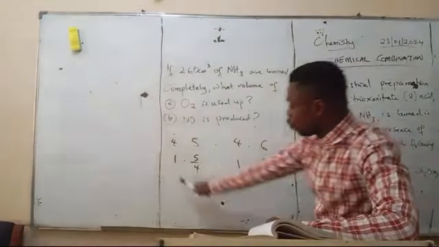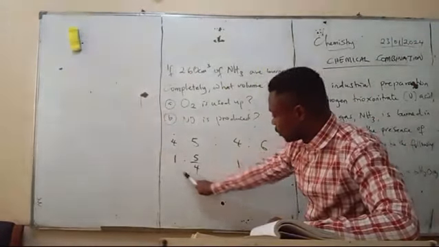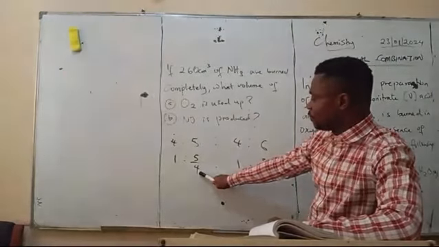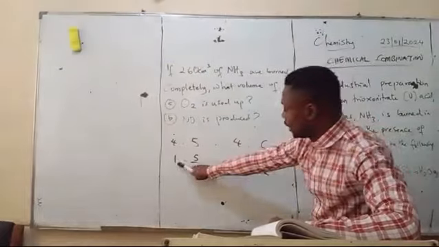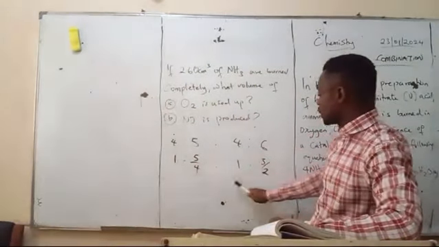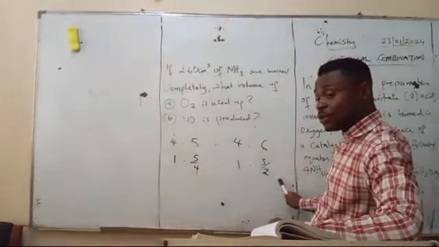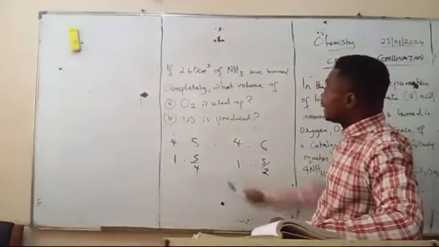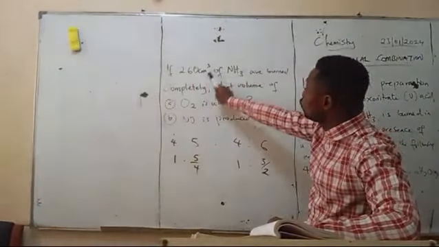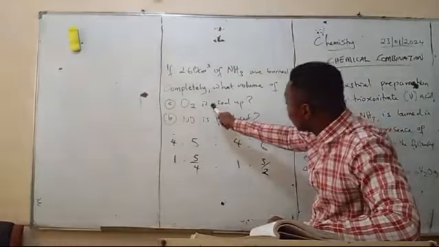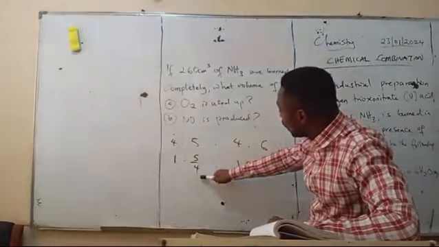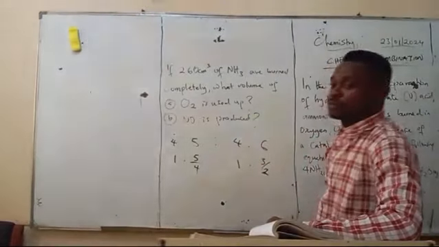critically. 1 volume of this reacts with 5 over 4 volume, right? 1 is to 5 over 4 as 1 is to 3 over 2. And this 260 cm³ will be burned completely. They want to know the amount of oxygen that will be used up.